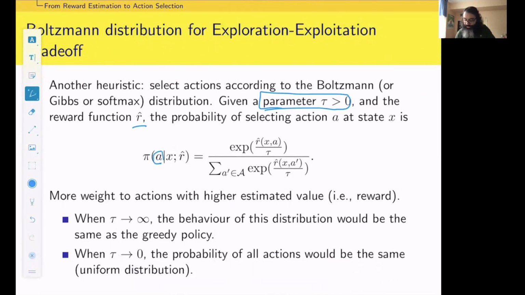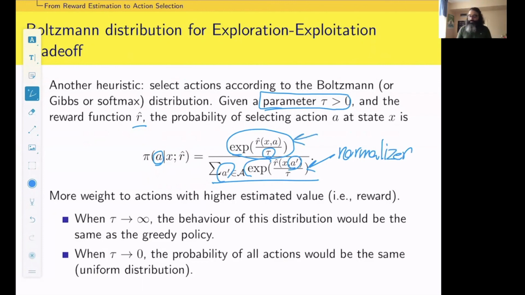That's the probability of choosing action A, so this is going to be a stochastic policy. It would be the exponential of r hat of A divided by tau, the whole thing divided by the summation over all A primes of the exponential of r hat of A prime divided by tau. So this denominator is just a normalizer. And this exponential essentially says what is the weight, or the probability, of each action.